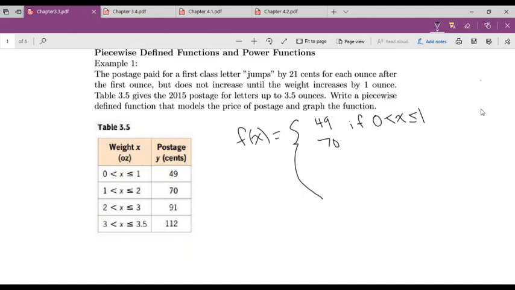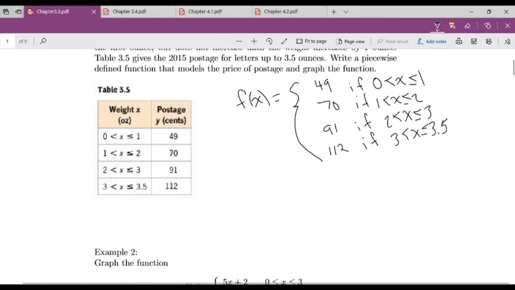It's 70 if 1 is less than x is less than or equal to 2. It's 91 if 2 is less than x is less than or equal to 3. And it's 112 if 3 is less than x is less than or equal to 3.5. Alright, so we've got the function actually kind of drawn out.